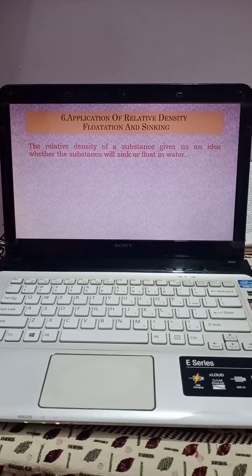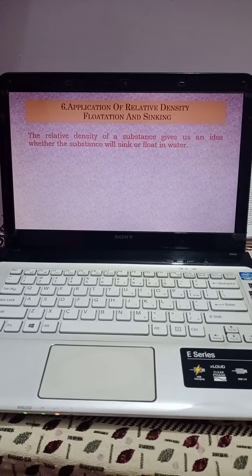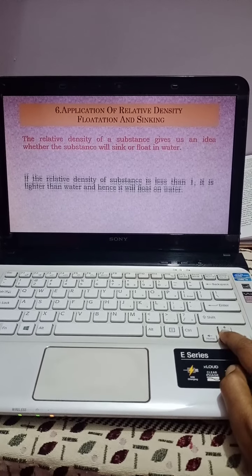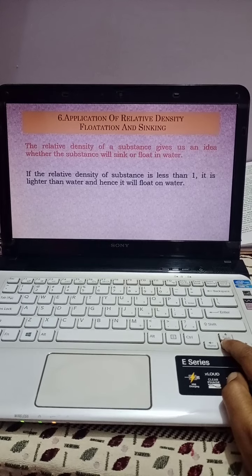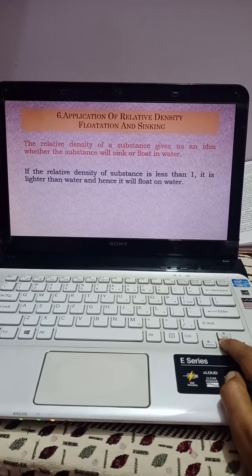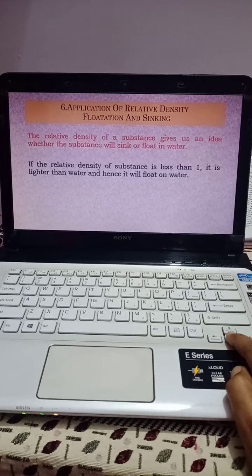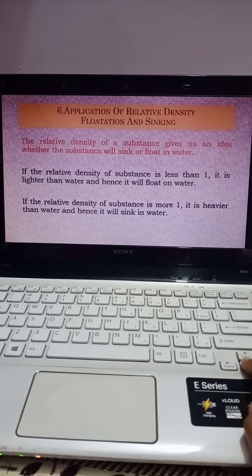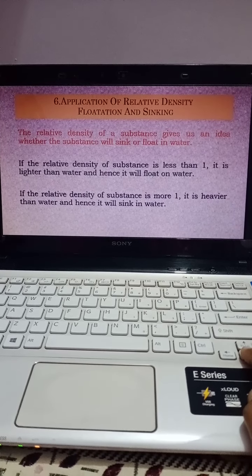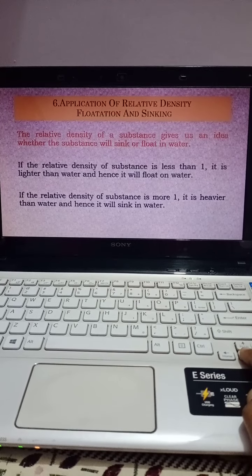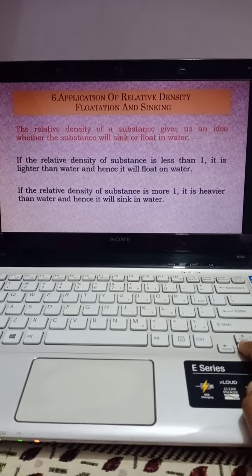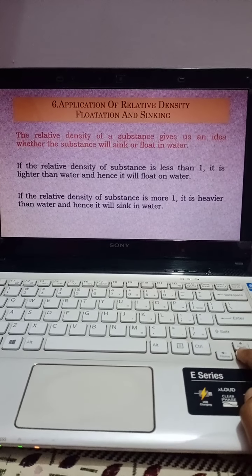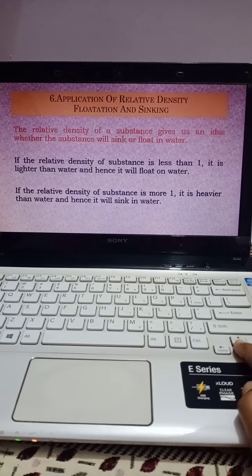The relative density of a substance gives us an idea whether a substance will sink or float in water. If the relative density of a substance is less than 1, it is lighter than water and hence it will float in water. And if the relative density of a substance is more than 1, it is heavier than water and hence it will sink in water. Thus, with the help of relative density, we can determine whether that object is going to float or sink in water.